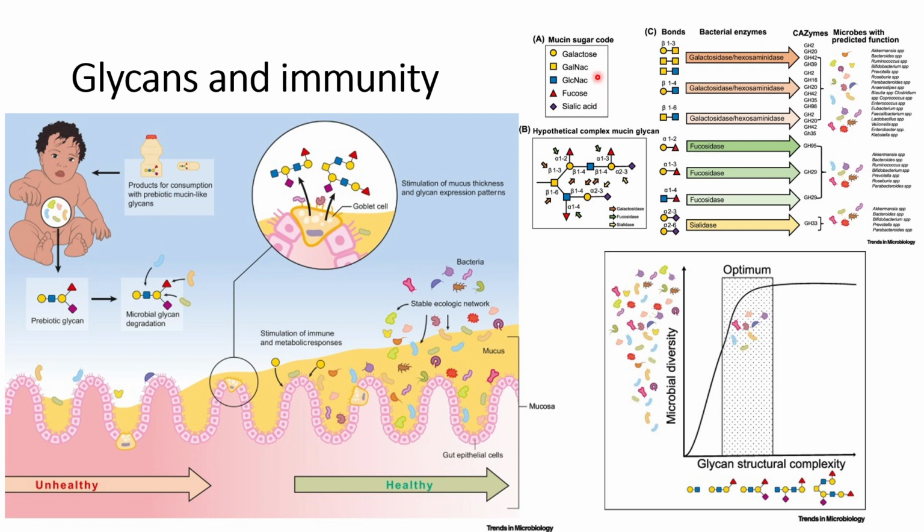The panel on the top right side represents some of the glycan structures that are found naturally in human beings, and these are the mucin sugar coat. Glycan structures are mainly made up of these glycans, and these are some of the complex hypothetical mucin-type glycans, which are not usually found within the patient, but can be formed in vitro in the labs.